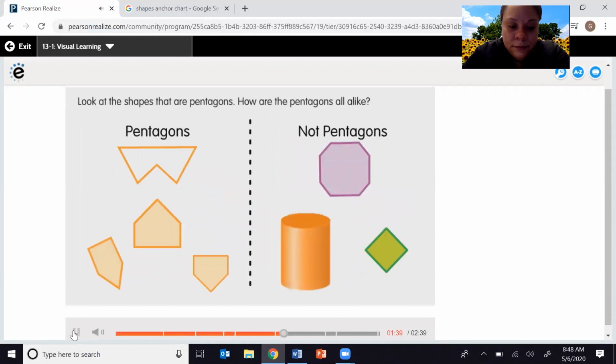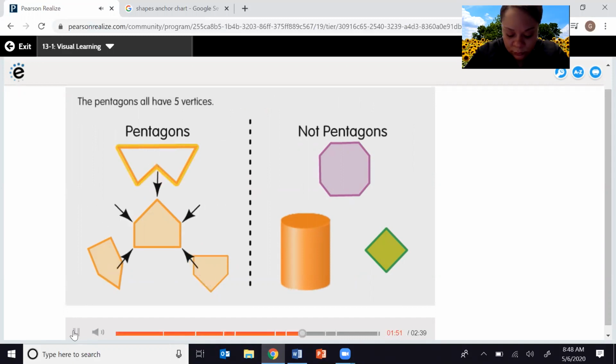Shapes that are pentagons. How are the pentagons all alike? So how are these pentagons alike? All have 5 sides. All have 5 vertices. All have 5 angles.